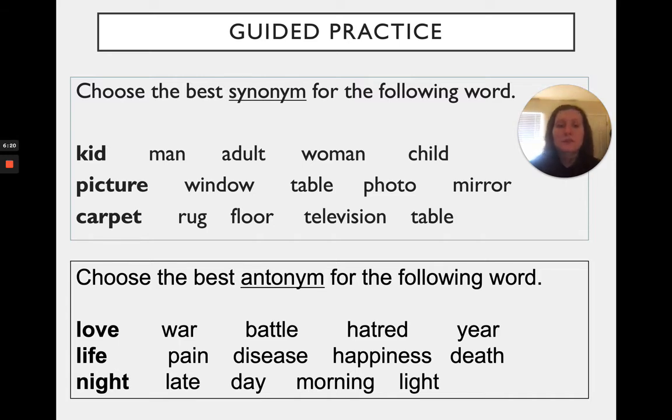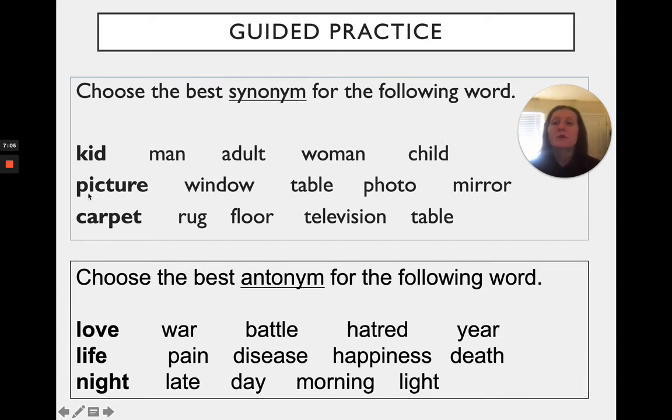All right, so let's look at some more examples. So in our top box, it says choose the best synonym for the following word. So again, remember synonym is the same or similar. So we have kid. So out of these 4 words, we want to find a word that means the same or the similar as kid. So we have man, adult, woman, or child. And we know with kid, we can also interchange it for the word child. Both of these words mean the same thing.